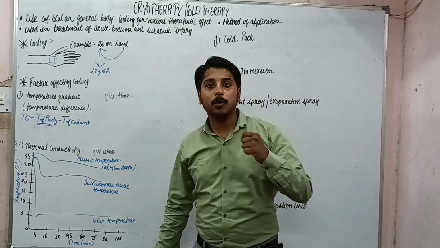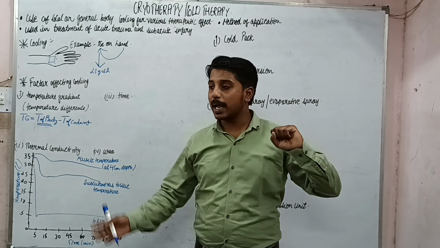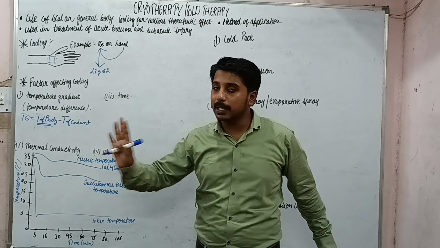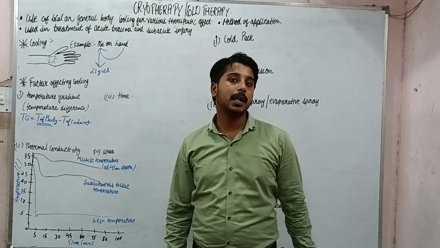For example, there are two individuals, Raman and Raju. Both are at 37 degrees Celsius. I have two cold packs. This one is at 0 degrees Celsius, applied to Raman. This one is at 10 degrees Celsius, applied to Raju. So what is the temperature gradient? 37 minus 0 is 37. 37 minus 10 is 27. So cooling will be more in Raman as compared to Raju.